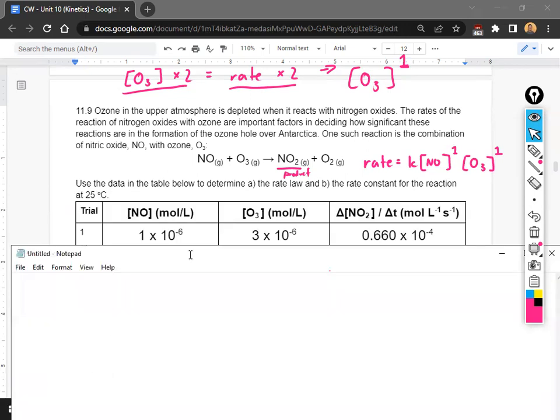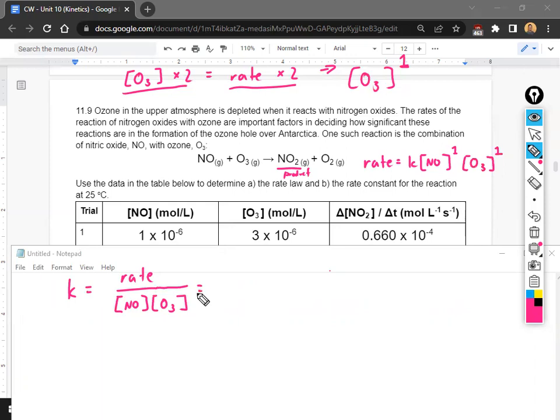Okay, so let's just pick one and plug it into the formula right here. Now, we're going to be solving for k, so we can rearrange our equation. k is going to be equal to the rate divided by the concentration of NO to the power of 1 and the concentration of O3 to the power of 1. Okay, and so all we got to do is plug in the numbers that are given for that trial.